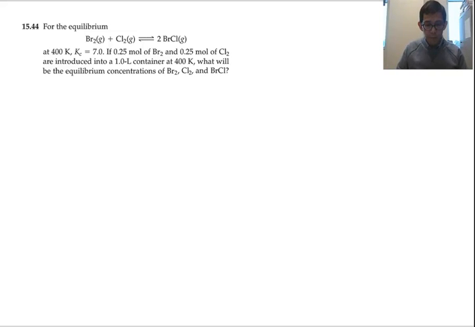For the equilibrium Br2 + Cl2 ⇌ 2 BrCl, if 0.25 moles of Br2 and 0.25 moles of Cl2 are introduced into a 1 liter container, what will be the equilibrium concentrations? Okay, what are we given?